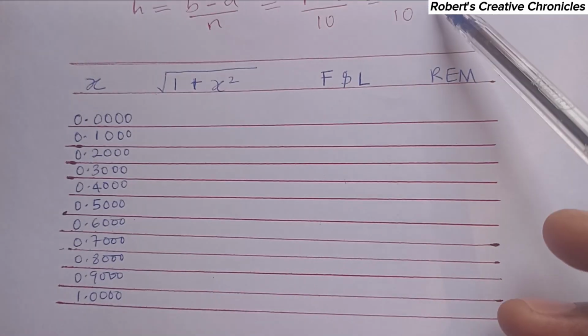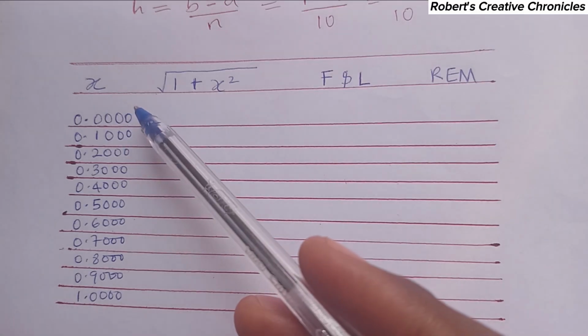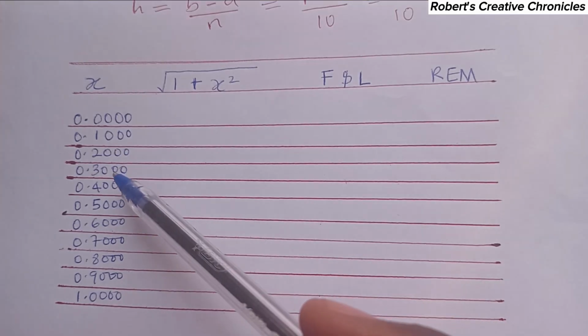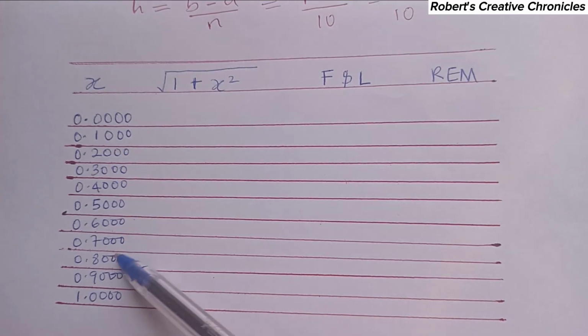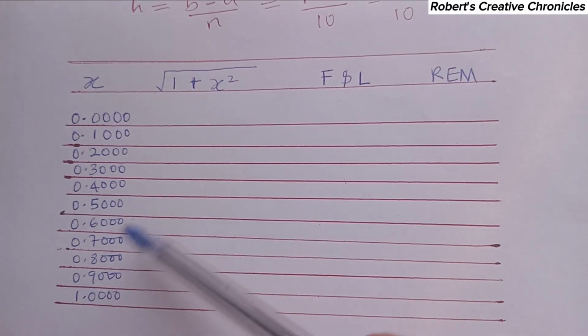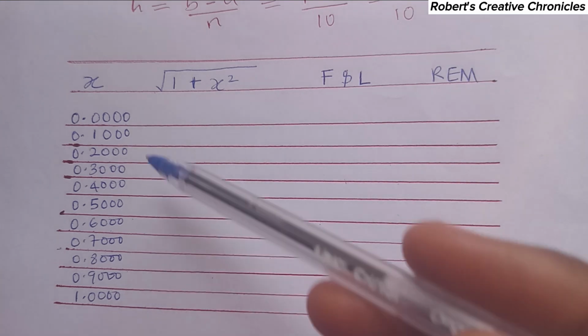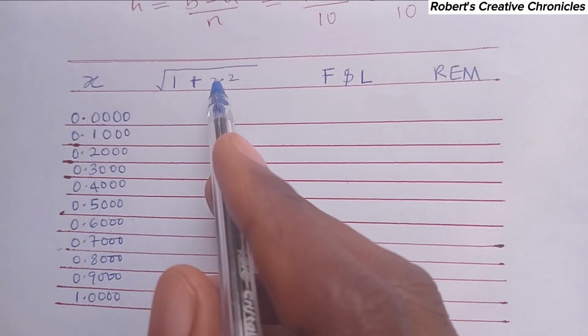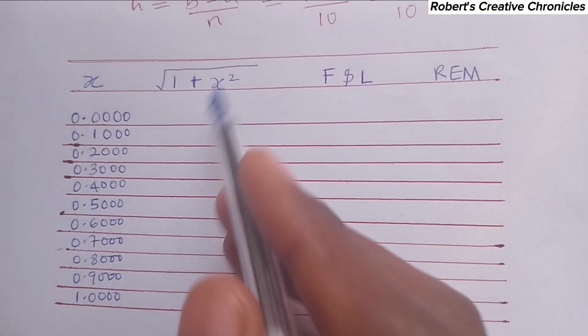If n was 15 or 20, the values here, this is 1, 2, 3, 4, 5, 6, 7, 8, 9, 10, 11 values. You would have more than 11. If it were 20 or so, you would have maybe 20 or 21 values. So it depends on n. N determines the number of values you have here. Now we'll substitute this 0 into this equation. If you substitute 0 here, you get 1.